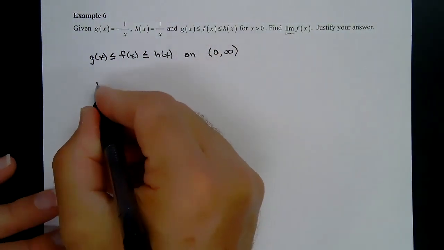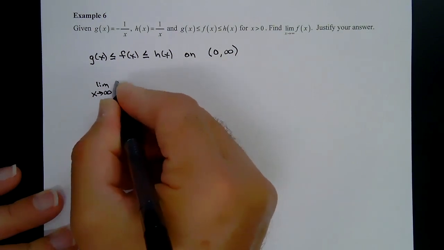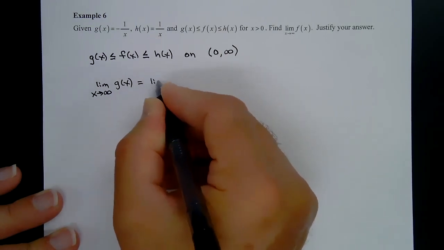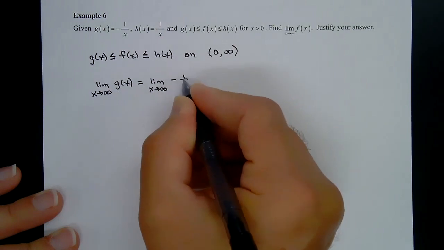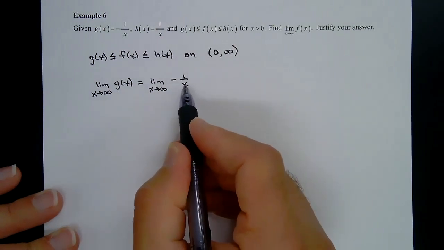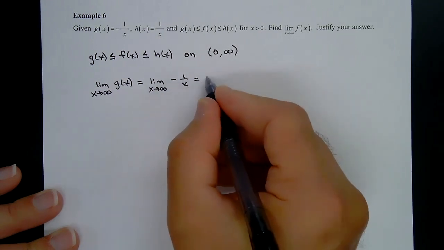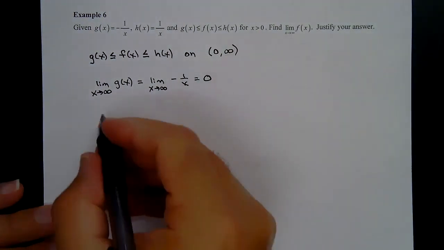And so we need to find the limit as x approaches infinity of g of x, which would be equal to the limit as x approaches infinity of negative 1 over x. Now, this means this denominator keeps getting bigger and bigger and bigger, right? So which makes the fraction get closer and closer to 0. So this turns out to be 0. Even though it's negative, it's approaching 0 from the negative side. We don't need that. It's just going to be 0.